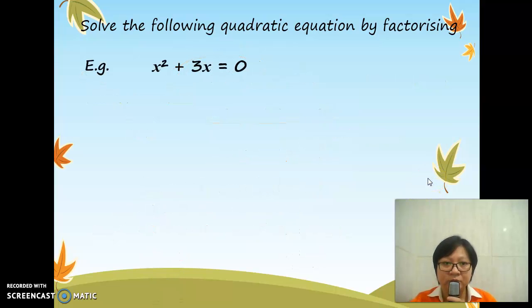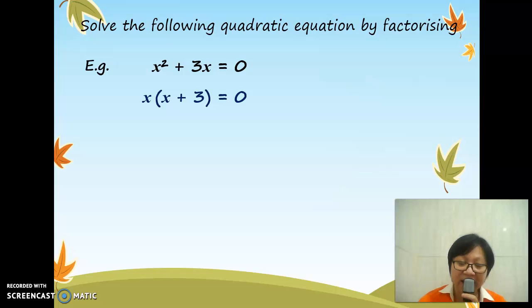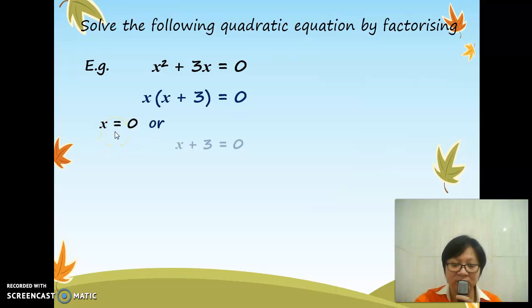The next example is how to solve the quadratic equation where the equation is not a standard form. So there are two terms on the left side of the equal sign. What you need to do, you need to find the common factor. The common factor is x. So I factor out the common factor x, and then open bracket, x plus 3, close bracket, equals 0. And then I use zero factor property. x equals 0 or x plus 3 equals 0.